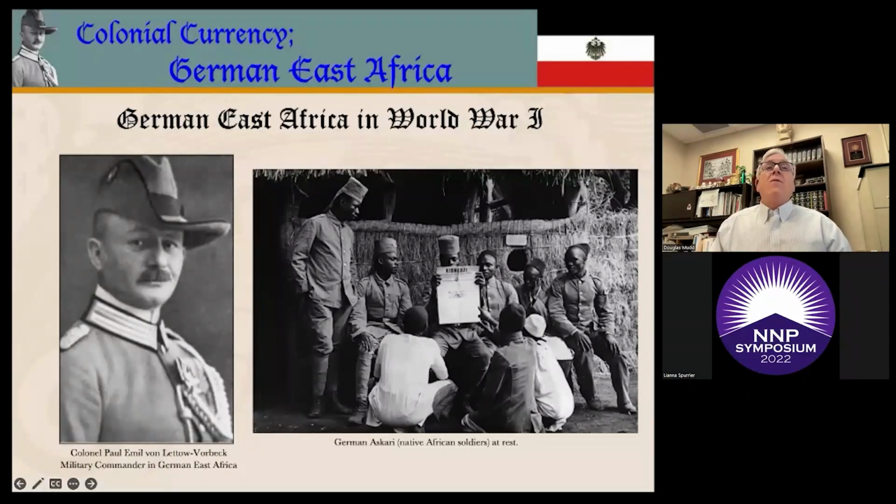At the outbreak of World War I, Lieutenant Colonel Paul Emil von Lettow-Vorbeck had just been made commander-in-chief of the military forces in German East Africa earlier in the year. He had 218 white officers and NCOs with 2,542 askaris, which were the native troops under his command.